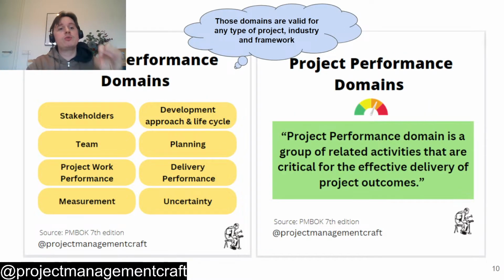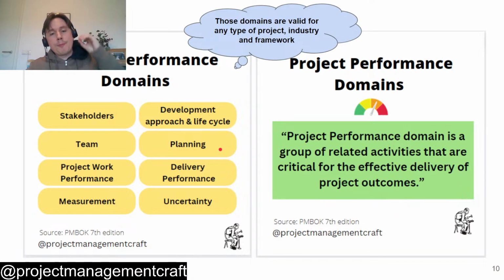For a very important reason: PMBOK has what they call the project performance domains. What's a project performance domain? It's areas with related activities that you need to execute to make sure that you can effectively deliver project outcomes. What do I mean by project outcomes? The value. Your goal as a project manager, as a project planner, is to deliver value. So you need to make sure that you work on these project performance domains to be able to deliver value. And of course, one of those project performance domains is planning.